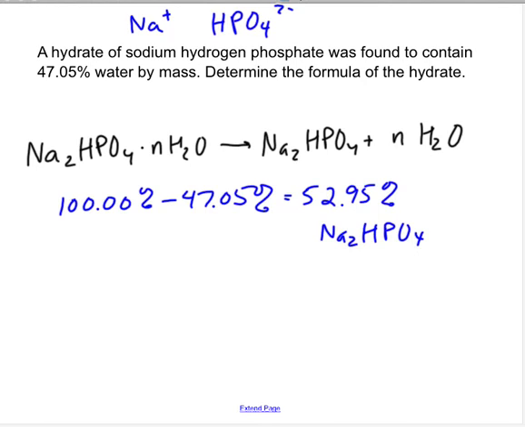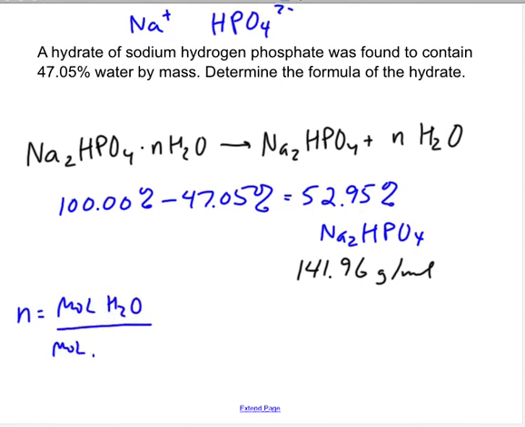Now I'm at the point where I was before, where I can simply assume that I have 100 grams, convert percentages into grams, and then simply divide by the molar mass. I will spare you the calculation of the molar masses, since I know you know how to do that. The molar mass of sodium hydrogen phosphate is 141.96 grams per mole. n then is simply moles of water over moles of sodium hydrogen phosphate.